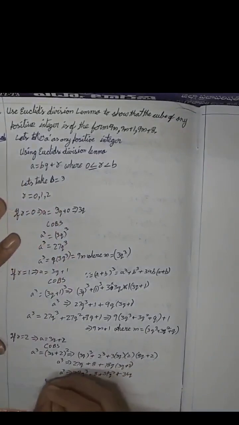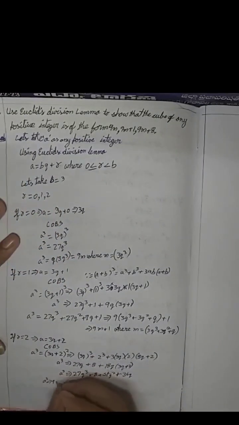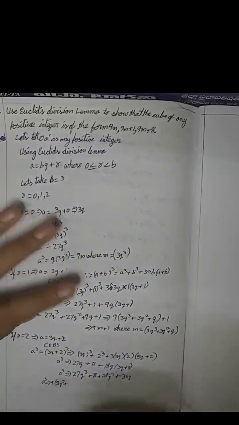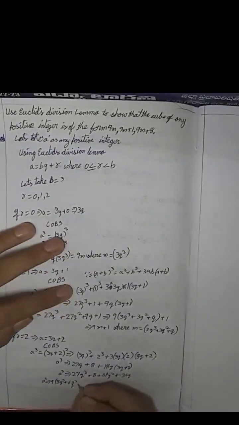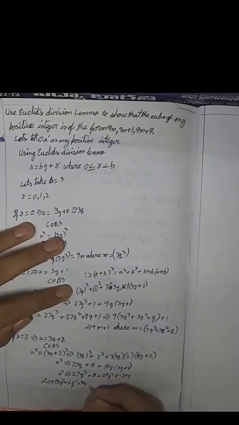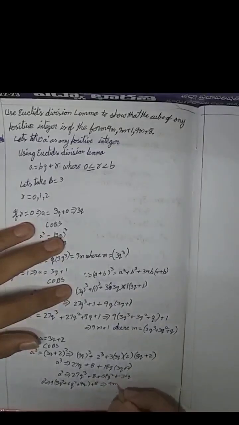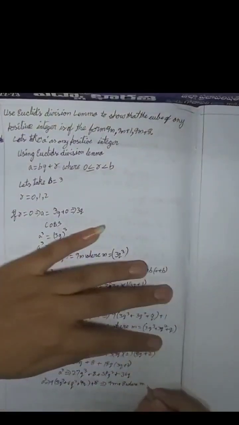Now we should take 9 common. If we take 9 common, we get 3q cube plus 6q square plus 4q plus 8, which is in the form of 9m plus 8, where m is equal to 3q cube plus 6q square plus 4q.